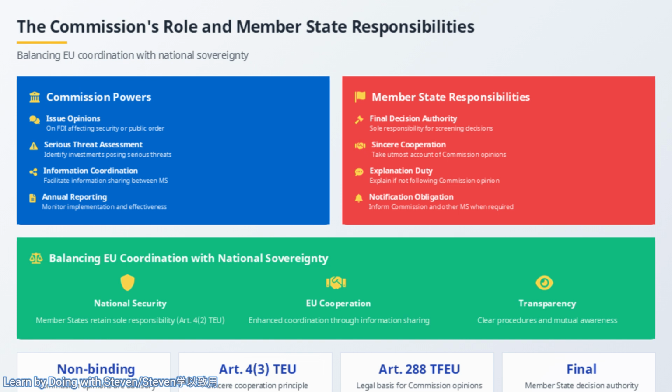The Commission has the power to issue opinions on investments that may affect security or public order across the EU. It can identify serious threats, coordinate the information sharing between states, and it's responsible for annual reporting on the regulation's effectiveness. This creates a balance. Member states retain sole responsibility for their national security and the final decision, but the Commission facilitates enhanced coordination and provides expert opinions that must be taken into utmost account.